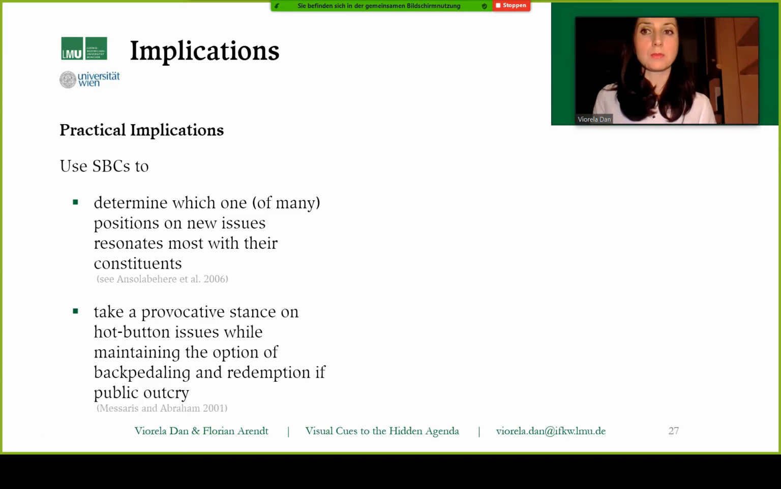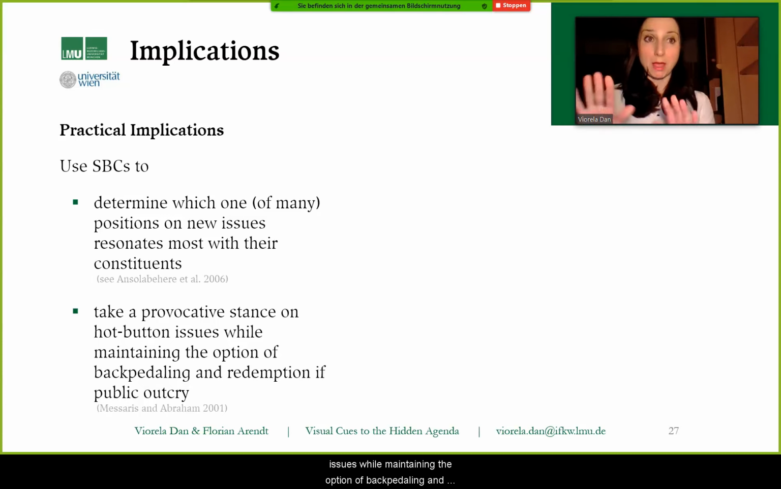Let me talk to you a bit about implications. So I want to distinguish here between practical implications and normative implications. With the practical implications, we have found empirical evidence supporting the widely held belief that visual cues have substantial effects. So the practical implication of this would be that SBCs can be used to determine which one of many positions on new issues resonates most with constituents. Also, to take a provocative stance on hot-button issues while maintaining the option to backpedal in the case of a public outcry.